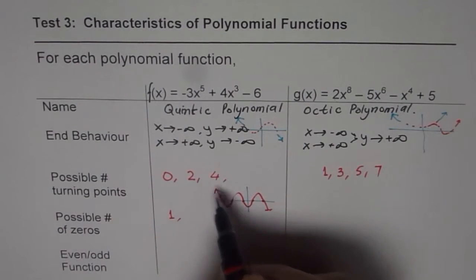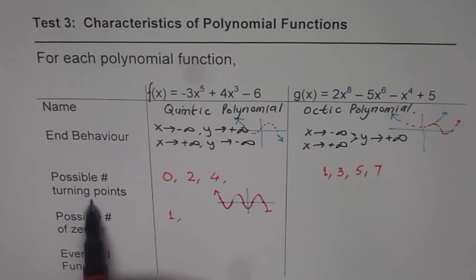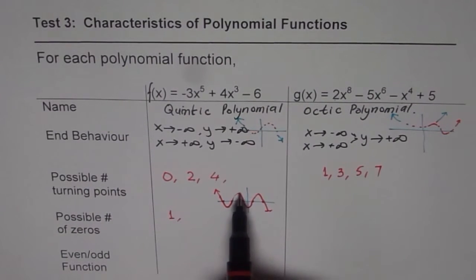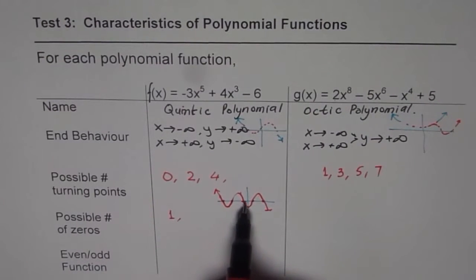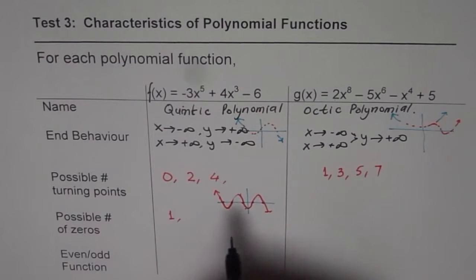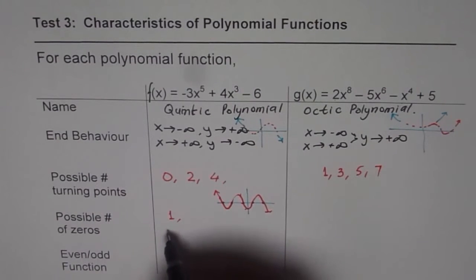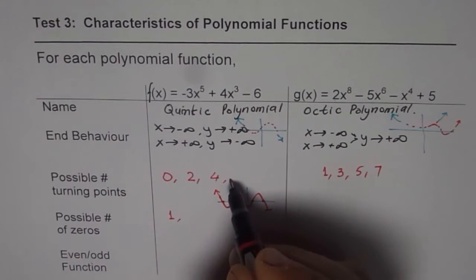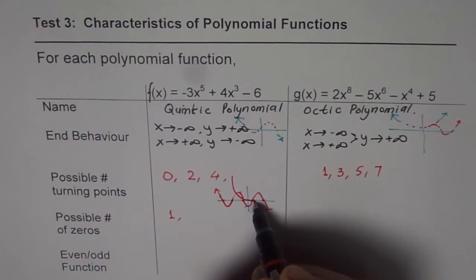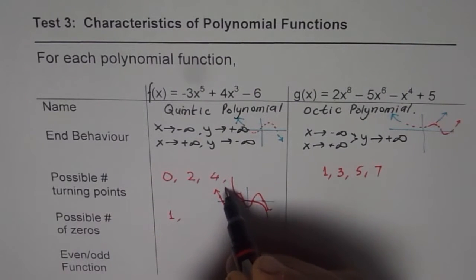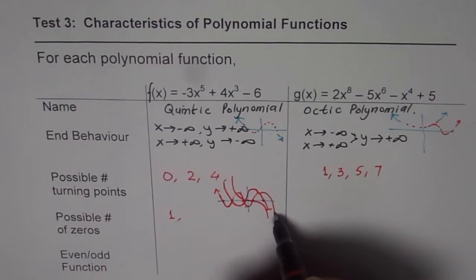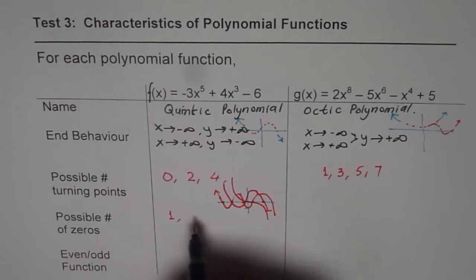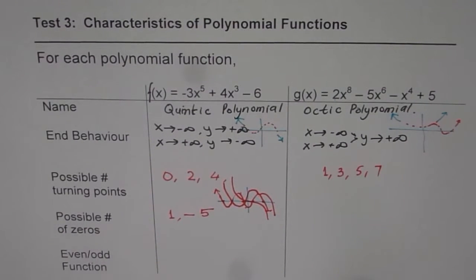Well, this actually explains both points. Maximum possible turning points are 1, 2, 3, 4, and maximum number of zeros are 1, 2, 3, 4, and 5, right? So it could have other combinations also. For example, I said this function could turn like this, right? It could actually go and turn like this, and then can go like this and turn like that. So all numbers from 1 to 5 are possible for zeros, right?